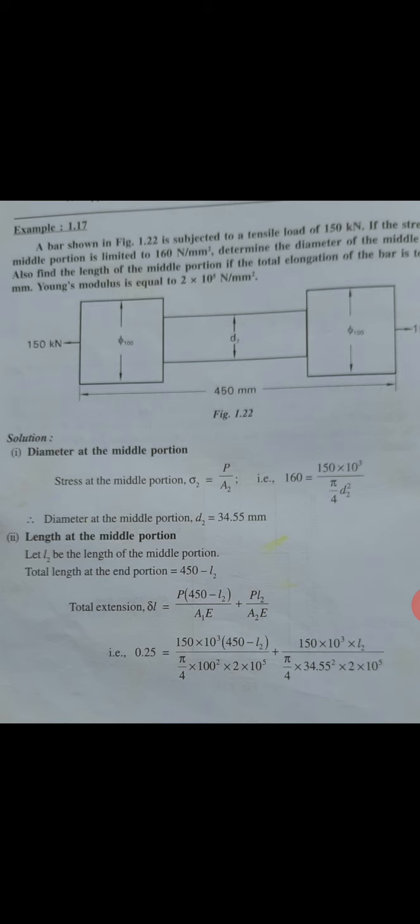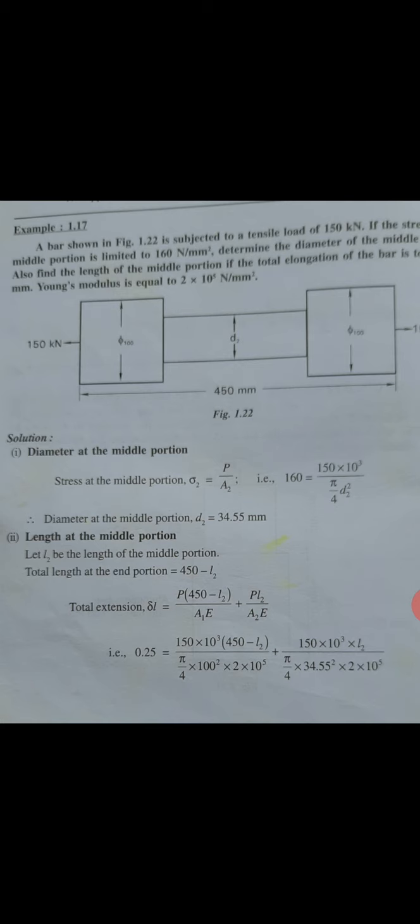So first, to find the diameter of the middle portion. Stress is given in the middle portion, that is 160. So stress at the middle portion, we'll call it section 2, and this was section 1. Sigma 2 is P upon A2, that is 160 equals 150 × 10³ upon pi by 4 d2 square. So d2 is 34.55.